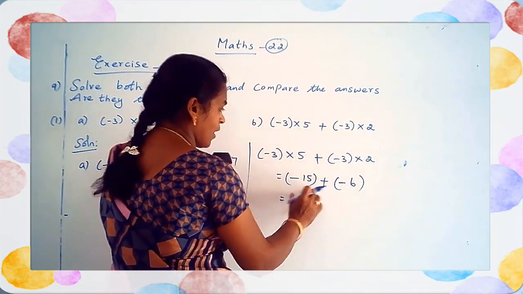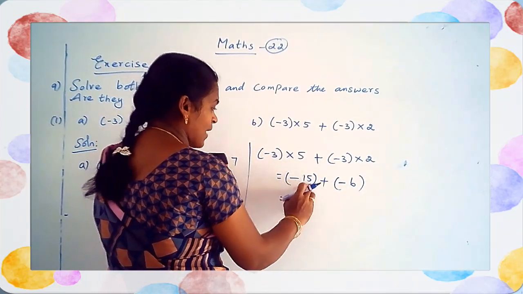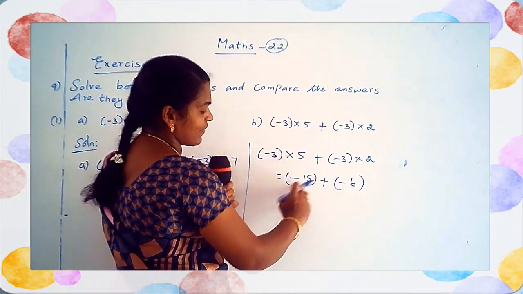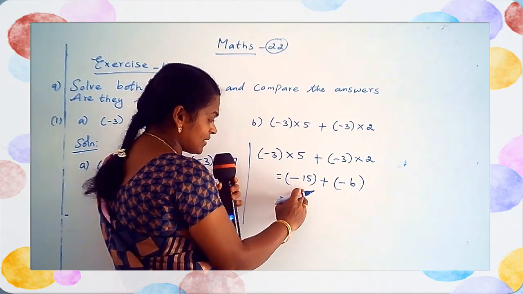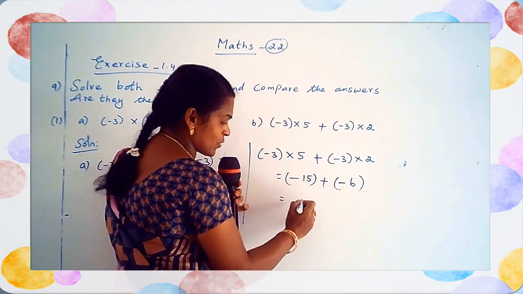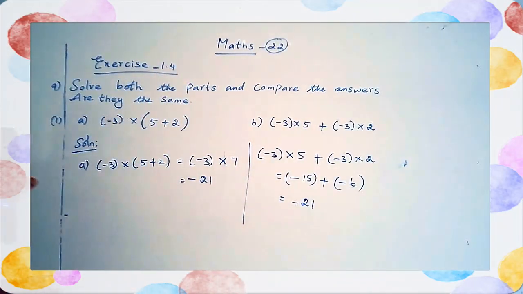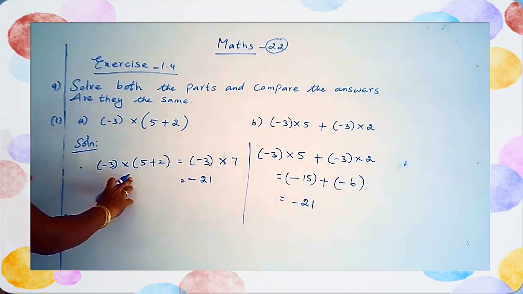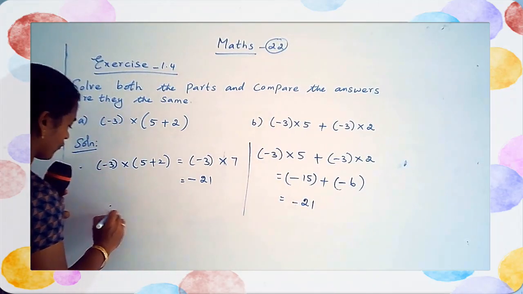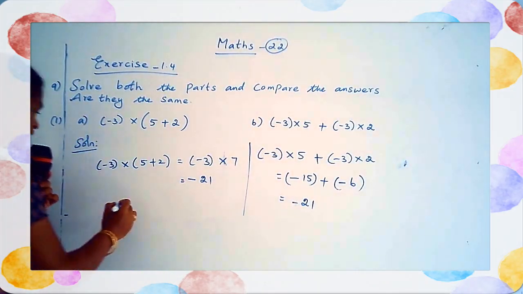Okay children, now we have to add these two integers. One is minus 15 and another one is minus 6. If the integers have the same sign, we add their absolute values and put the same sign. So 15 plus 6 is equal to 21 and the sign is minus. So your answer is minus 21. You see here, the A part answer is minus 21 and the B part is also minus 21. So both are the same. Therefore A part and B part are equal.